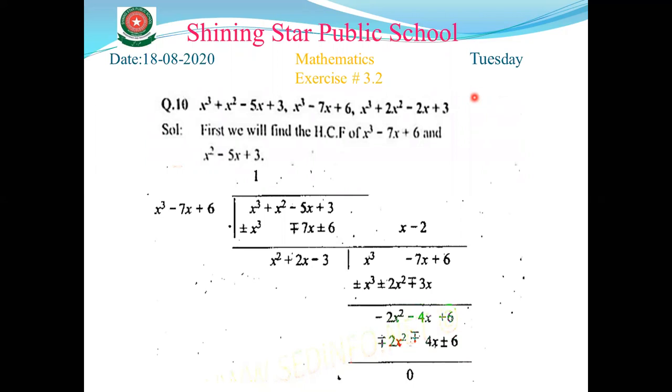In question number 10, we have x cube plus x square minus 5x plus 3, x cube minus 7x plus 6, x cube plus 2x square minus 2x plus 3. First, we will find the HCF of x cube minus 7x plus 6 and x cube plus x square minus 5x plus 3. So, very simple.